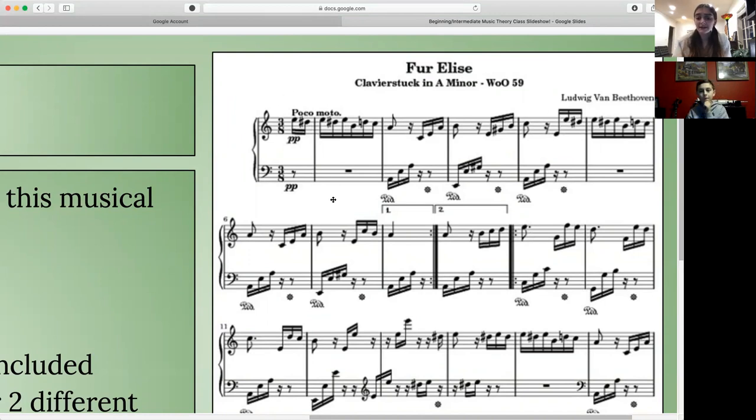So identifying would just be saying one simple thing like, oh, I understand that there are 2 endings to this because of this repeat sign. Something like that. So I know we didn't talk about key signatures and time signatures, but if you do understand, you could also identify what time signature we're in.